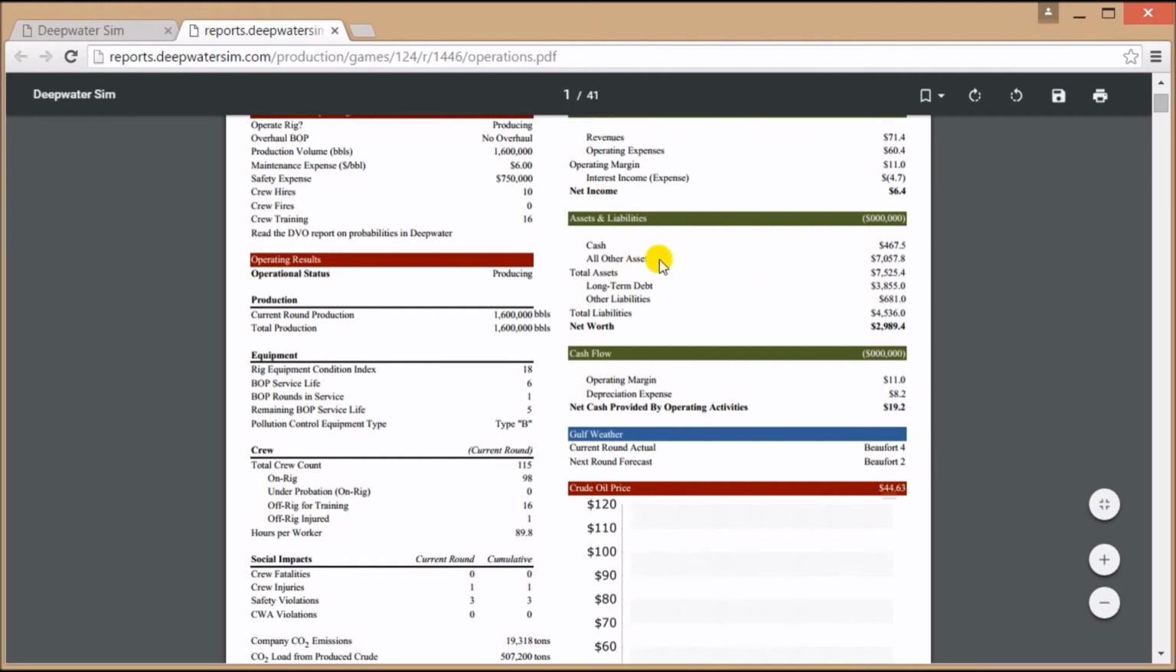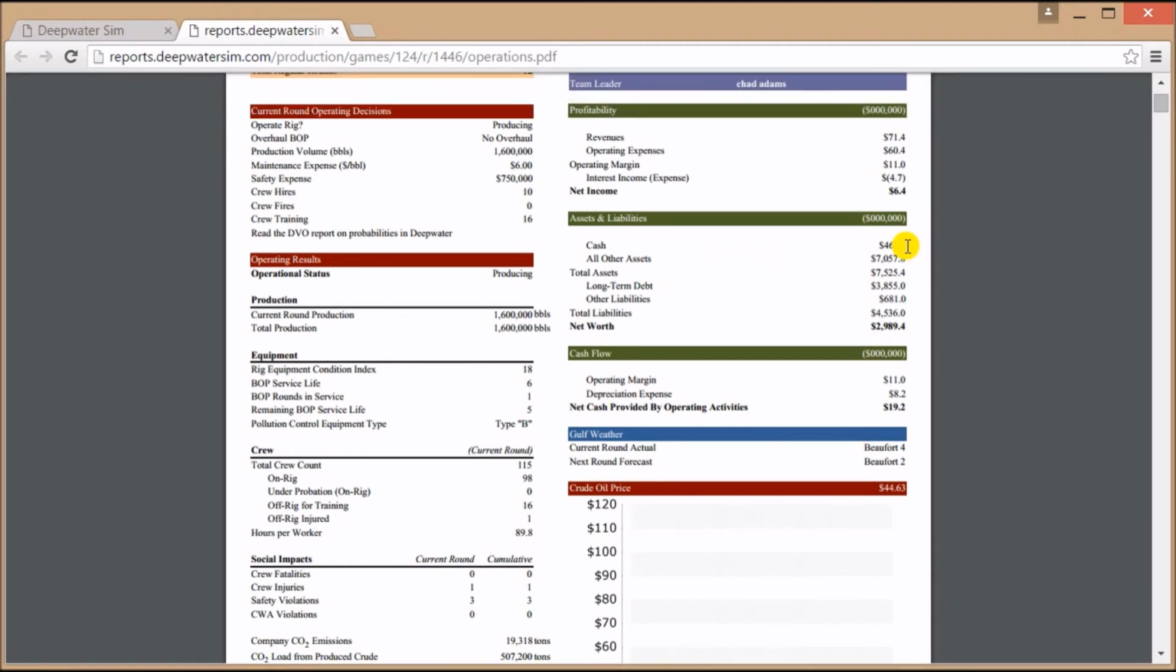Here's the very abbreviated balance sheet, and really the only part here that students need to pay attention to is the cash. All other assets, the long-term debt, the other liabilities, all those remain fixed throughout the game. But students do need to keep an eagle eye on how much cash they have, because if they run out of cash, they go bankrupt and they are out of the game. It's the only thing that will throw a team out of the game, is if they run out of cash.